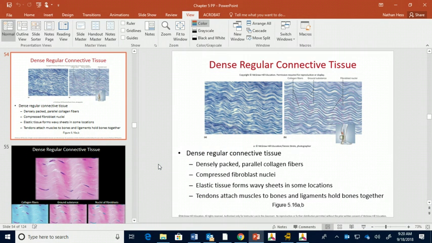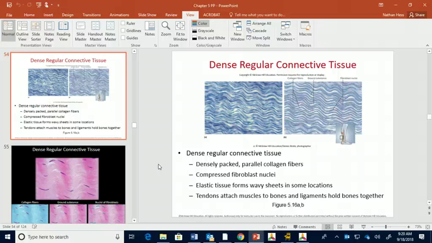Our dense regular connective tissue, doesn't that just look strong? With all of those cells, all those waves put right together like a nice mesh. These are what tendons and ligaments are made out of. Tendons connect muscle to bone. Ligaments connect bone to bone. In case you didn't know the difference between those guys. So we want those to be nice and strong.